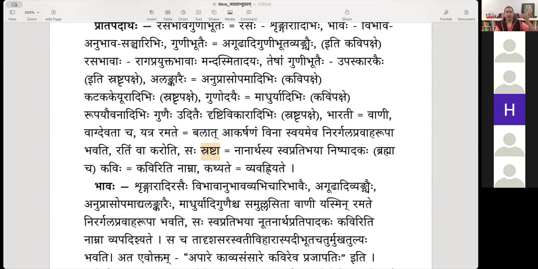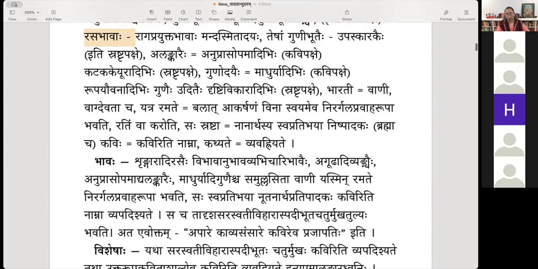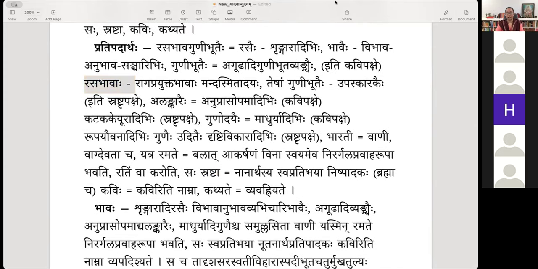Right? So every word now can apply to Brahma also, and that is what you will see here in the brackets where he has given Srashtrupakshe iti. So, what are all the Srashtrupakshe? The first one is Rasaha Bhavaha. Rasa Raga Prayuktaha Bhavaha Mandasmitadayaha, tesham guni bhutaihi upaskarakaihi. I have to get that book. Half the time, I'll have to check with Appaya Dikshita.